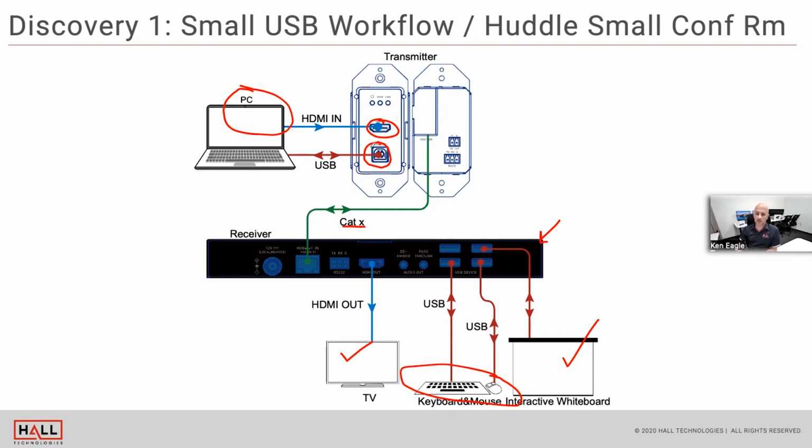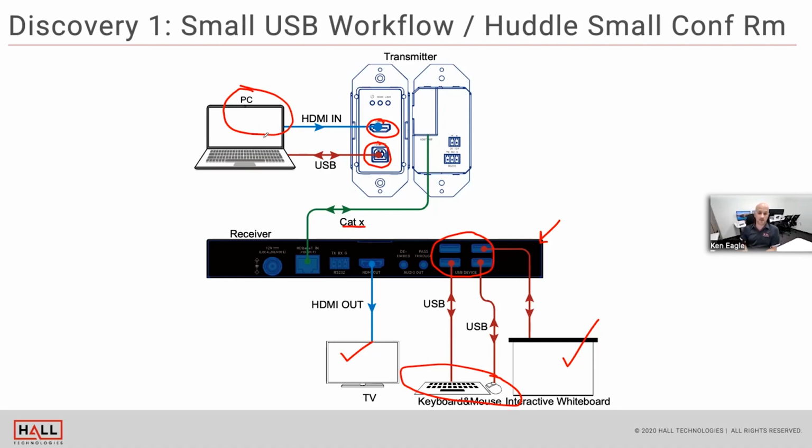And that category cable extends this USB connection all the way through to this USB hub that's on the receiver where my local devices are connected. So once my laptop's plugged in and the circuit is created all the way through to the receiver and out to these end devices, these end devices, often called USB peripherals, will now show up as available on my PC.